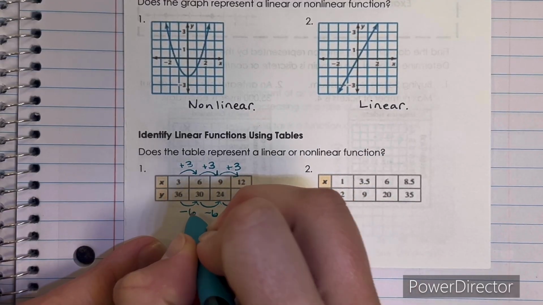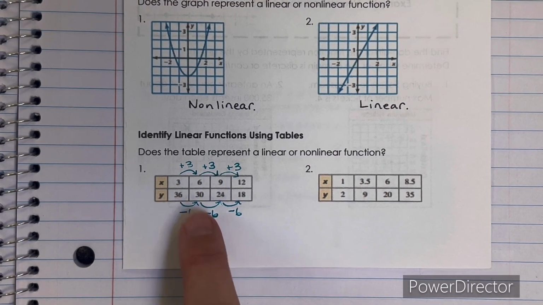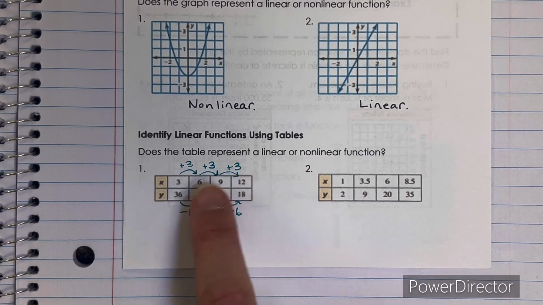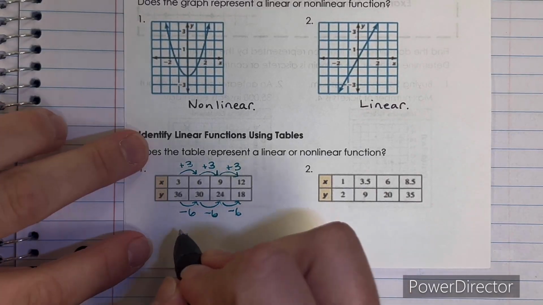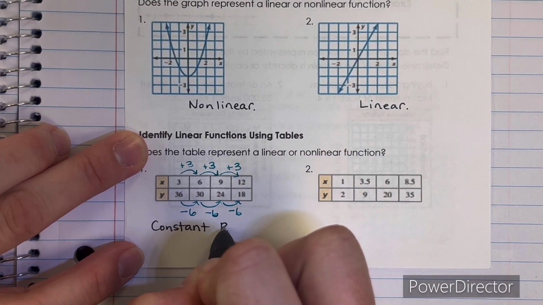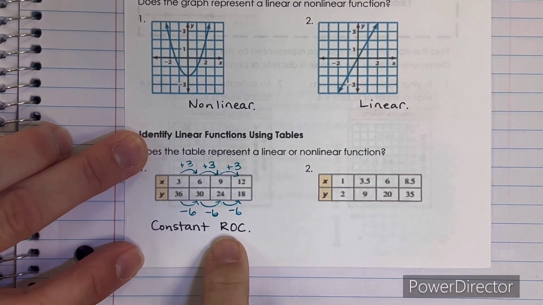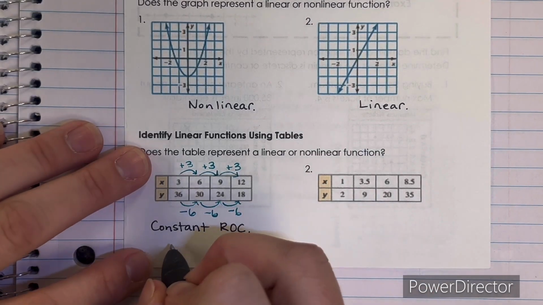Now, sometimes you're going to have numbers that aren't as nice as those. Just type it in your calculator, and it just needs to be the same thing over and over and over. So because these are the same, we have the same pattern happening in the x and the same pattern happening over and over in the y. That means that we have a constant rate of change. And I'm going to abbreviate rate of change as ROC, which means this is linear.